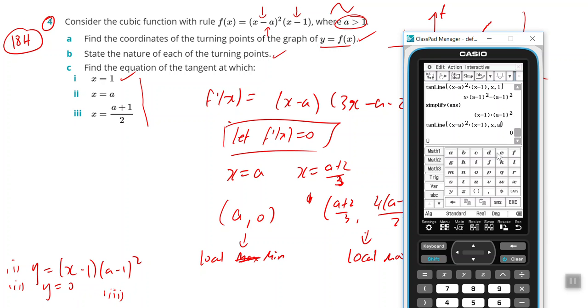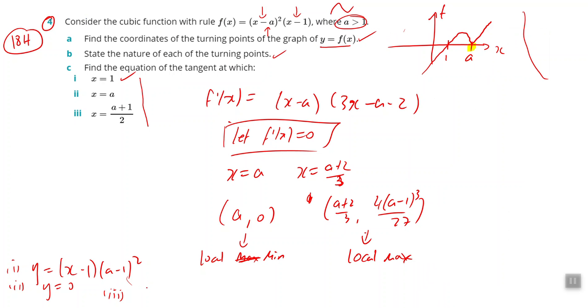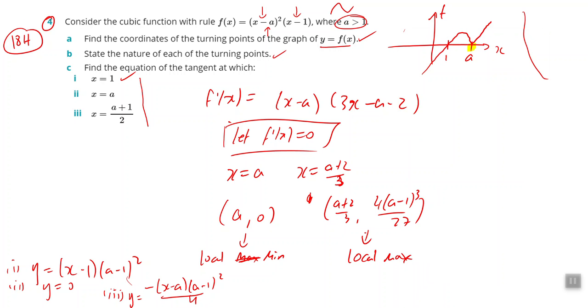For part 3, you just go x equals (a + 1) divided by 2, so I'm going to use the fraction button, (a + 1) divided by 2, and we simplify the expression because that looks a bit nasty. So we get y equals minus (x − a − 1) squared divided by 4. I think that's what it said. Just double checking. Yep, that's good. So we've got the tangent line. Remember, we always put the y equals.